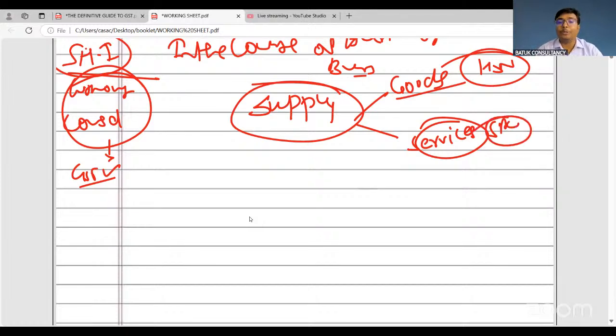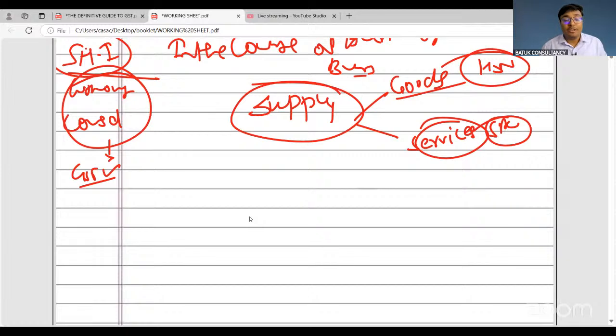And also, sir, in case of goods, there are different rates on different products, and in case of services, different rates are there for different types of services. To determine the rate, to determine the provisions related to valuation, time of supply, and place of supply, there is a necessity of bifurcation as supply of goods and supply of services.